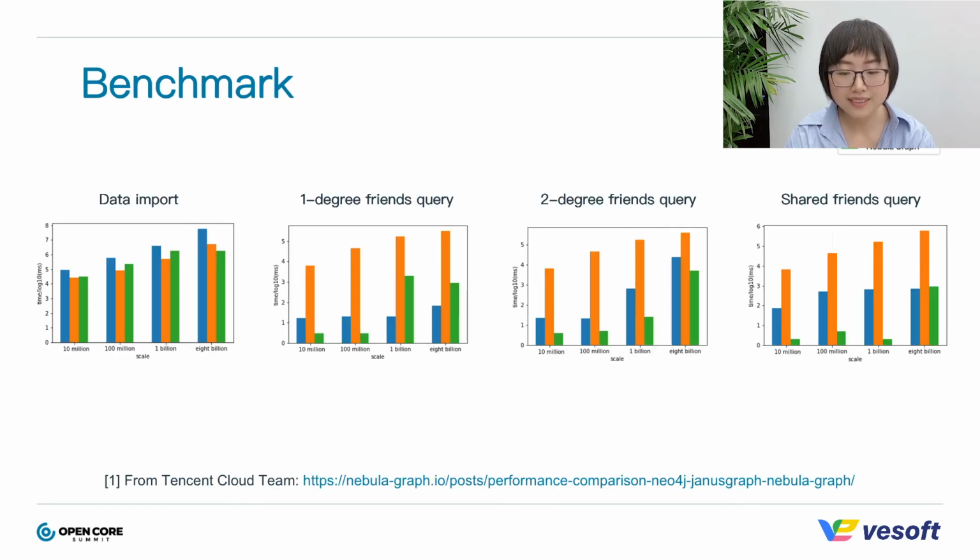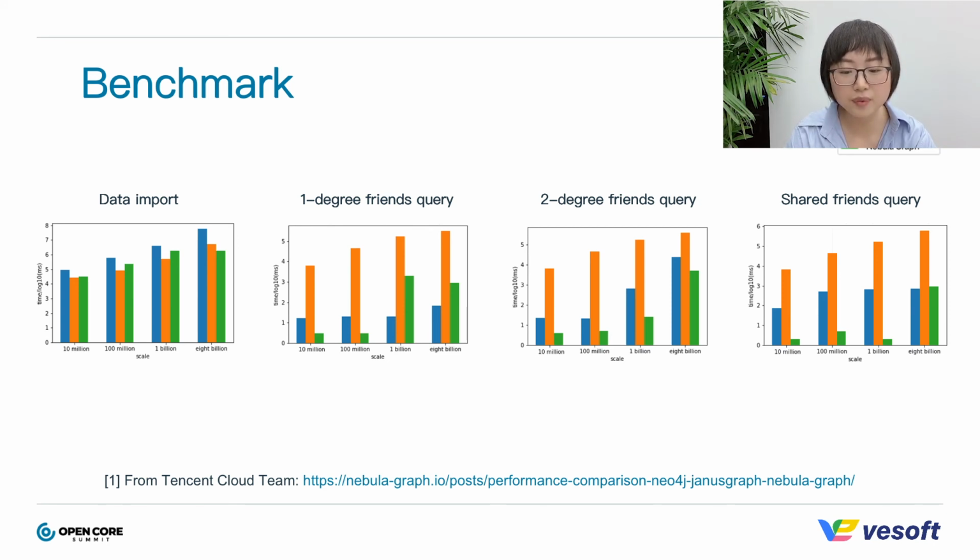One of the main reasons our users choose NebulaGraph is its high performance. This benchmark is from the Tencent Cloud team. It compares NebulaGraph with Neo4j and HugeGraph, a fork of JanusGraph. This test is performed against data import performance, 1-hop query latency, 2-hop query latency, and shared friends query latency.